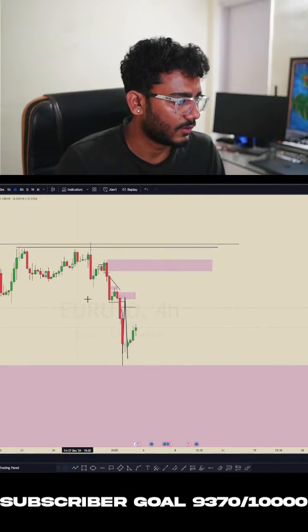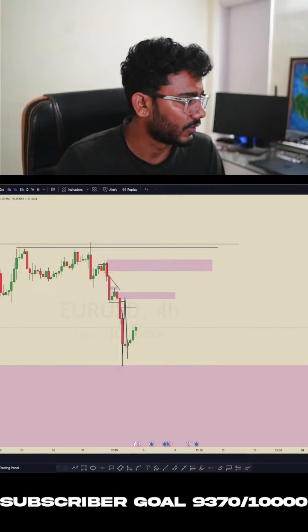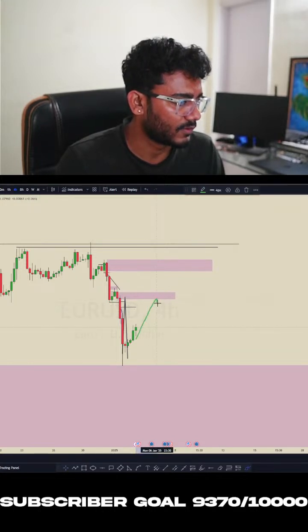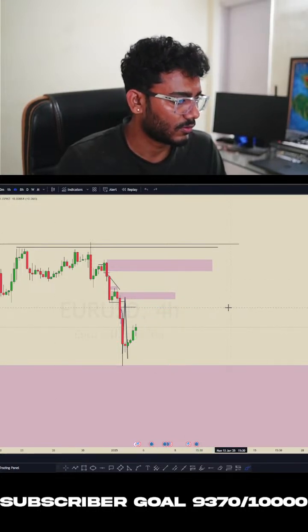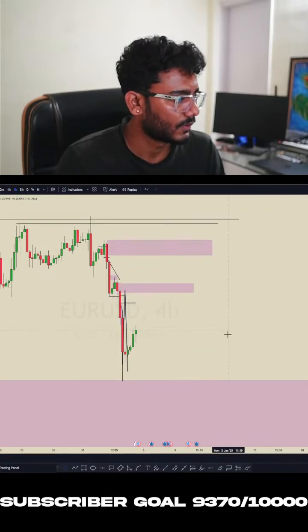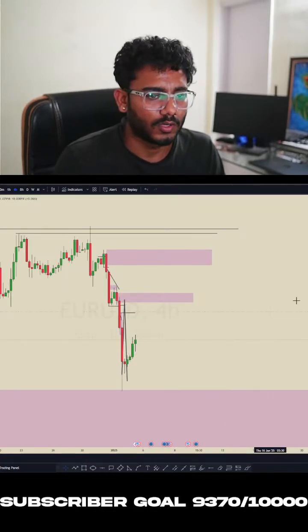So price will either, if price gives us change of character over here, we look for change of character. So we can look for short if price gives us change of character like this. We'll wait for price to give us confirmation, or else we will look for sell side entry from this order block. So we have two order blocks like this. AUD USD.